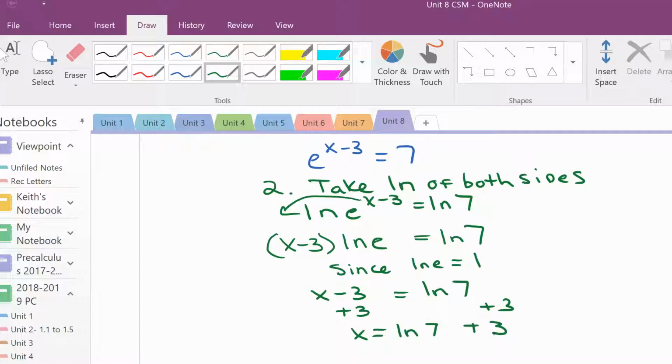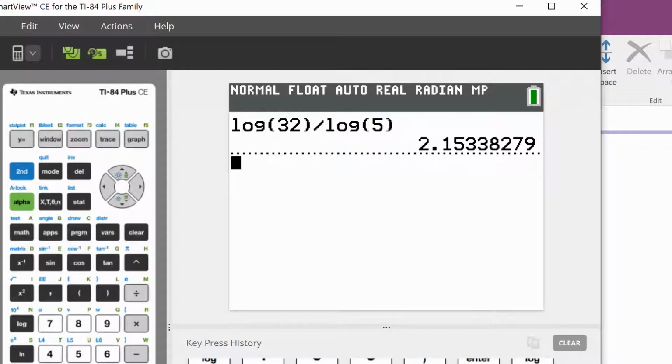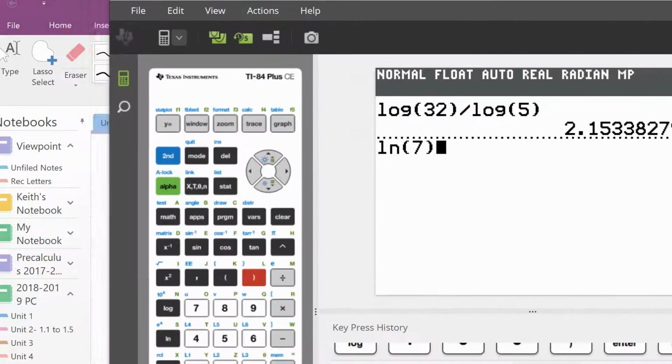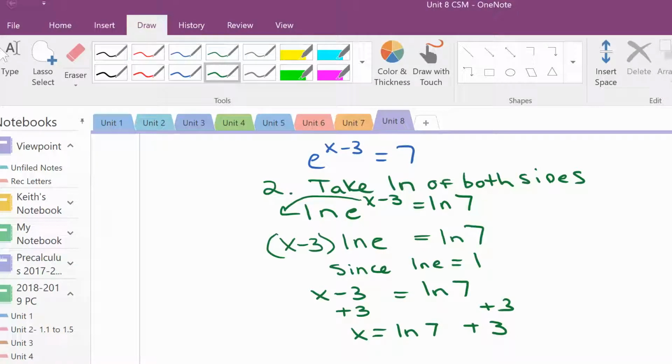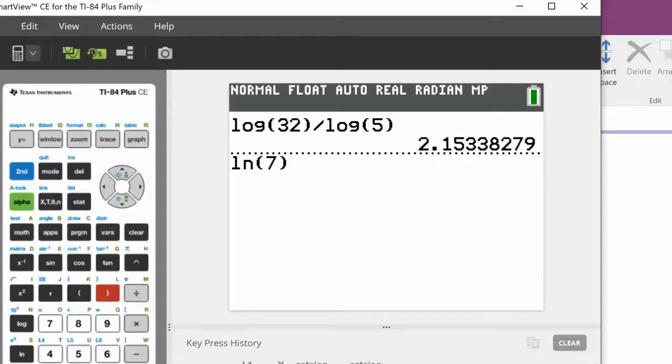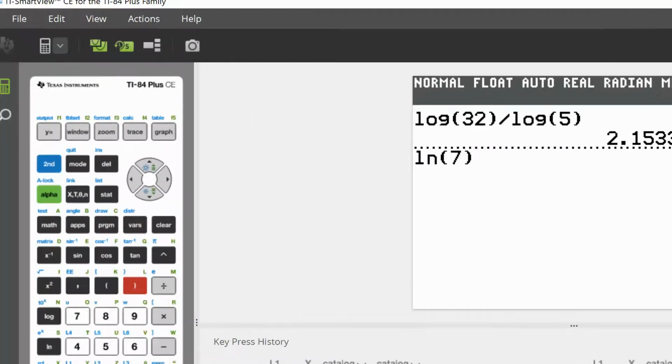So when you type that in your calculator, you're going to go ln 7, close the parentheses, and then plus 3.